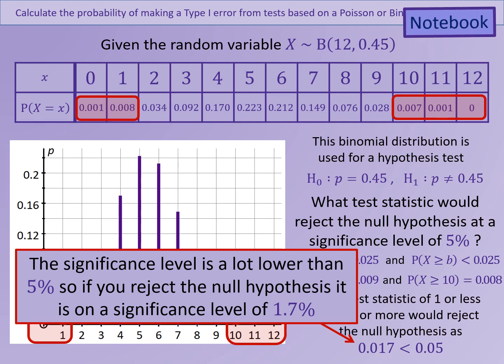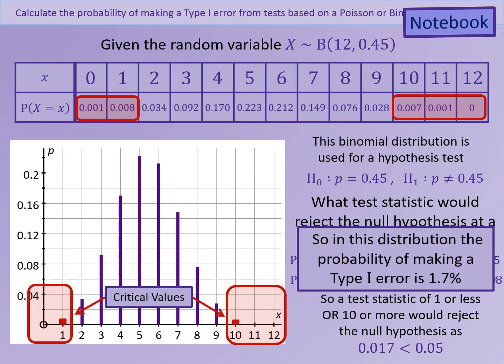In this example, the significance level is a lot lower than 5%. So if we were to reject the null hypothesis, it would actually only be a significance level of 1.7%. In this distribution, the probability of making a type 1 error is 1.7%.